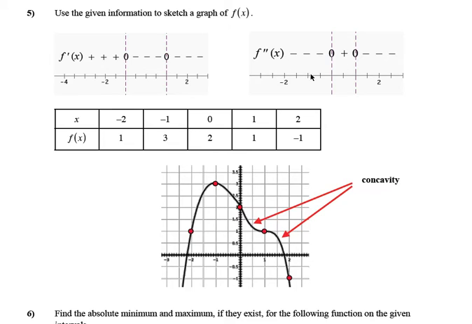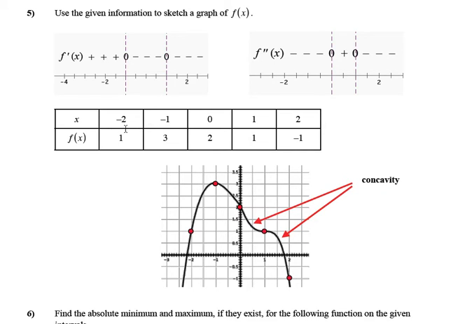Then here we have the second derivative, the sign chart for the second derivative, and this shows that the graph is concave down from negative infinity to 0, and concave up from 0 to 1, and then concave down, because of the negatives here, from 1 all the way to positive infinity.